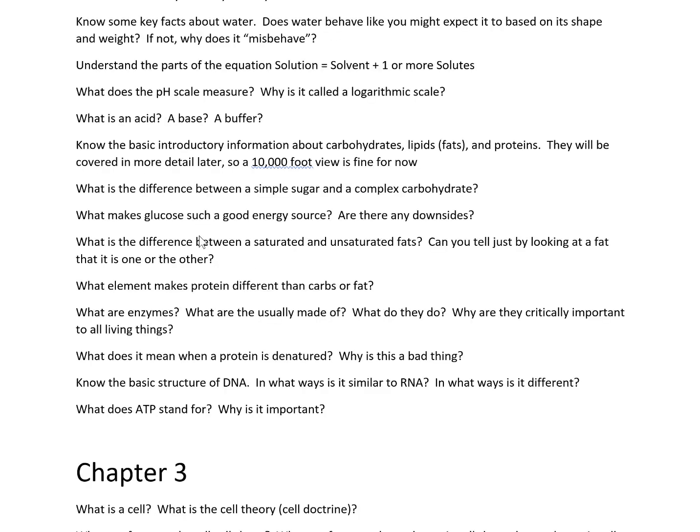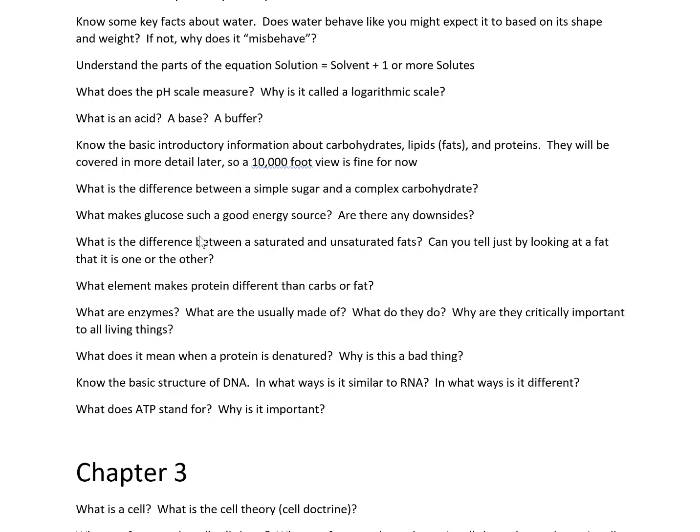All right. What does the pH scale measure? Why is it called a logarithmic scale? pH is basically talking about the concentration of hydrogen ions. The pH scale goes from 0 to 14. 7 is neutral, where the number of hydrogen ions, H+, and the number of hydroxide ions, OH-, would be the same. And as you climb above 7, that's a base.